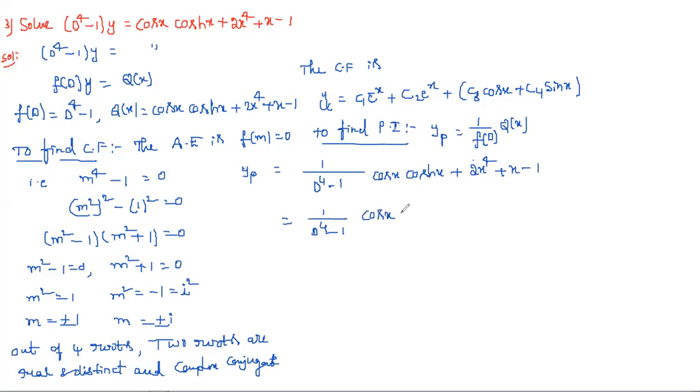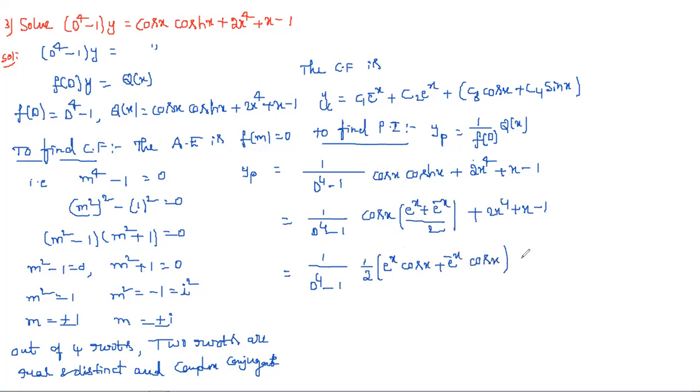So for this, simply what we can write, cos hx is nothing but (e^x + e^(-x))/2. So this one we can write, plus 2x^4 + x - 1. And then simply what we can write, 1/(D^4 - 1) into, if you multiply inside the terms, then what we'll get, 1/2 into (e^x cos x + e^(-x) cos x), plus 2x^4 + x - 1. So this entire one is the Q of x.